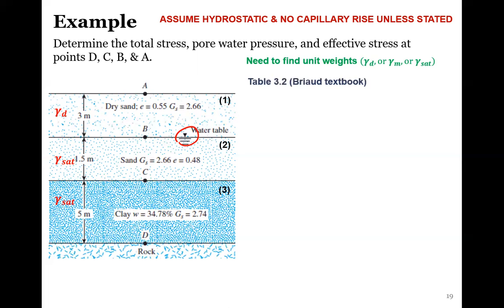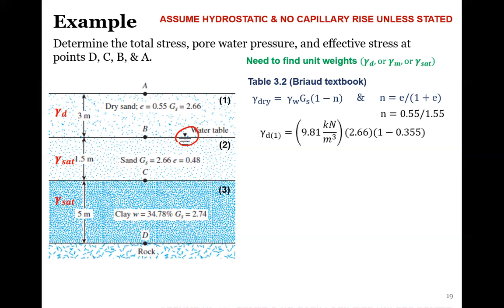From the Briaud textbook and from my notes, we can find these correlations to determine the dry unit weight and the saturated unit weight given the information we have, right? For the first soil layer, we have void ratio and specific gravity. We can calculate gamma dry for the first layer, about 16.8 kilonewtons per cubic meter. In this step, always double check and think about whether these numbers make sense.